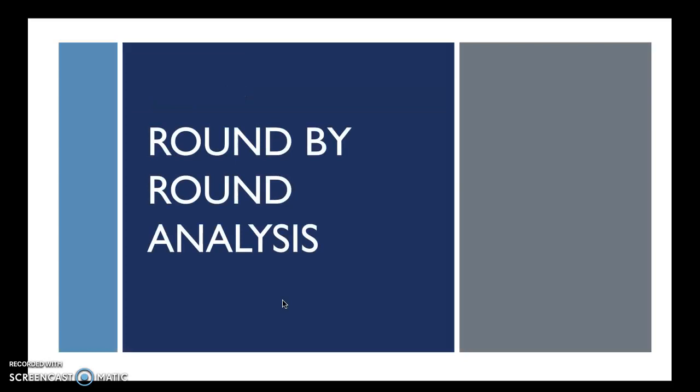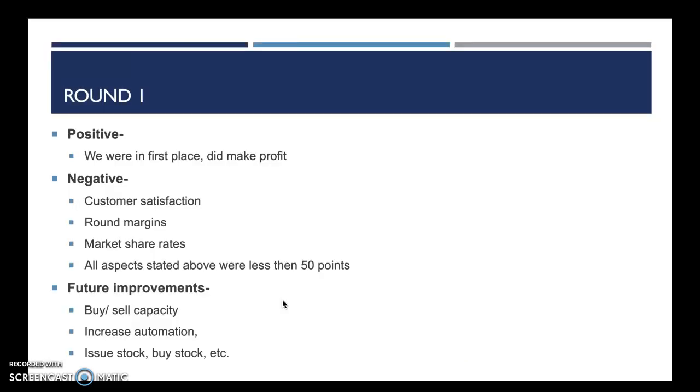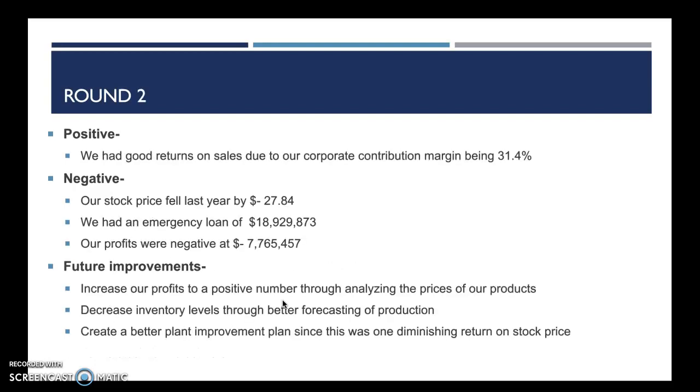Here is our round-by-round analysis. During our round one, we were in first place and we did make a significant amount of profit. The negatives were, however, customer satisfaction, round margins, and market share rates, and these three aspects that I just stated were less than 50 points. Future improvements that could have been made after round one were buy and sell capacity, increase our automation, and issue stock, buy stock, etc.